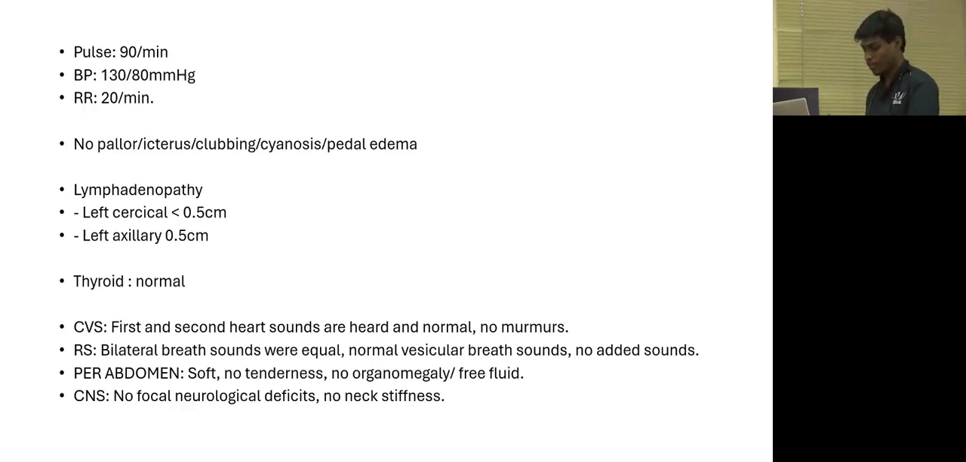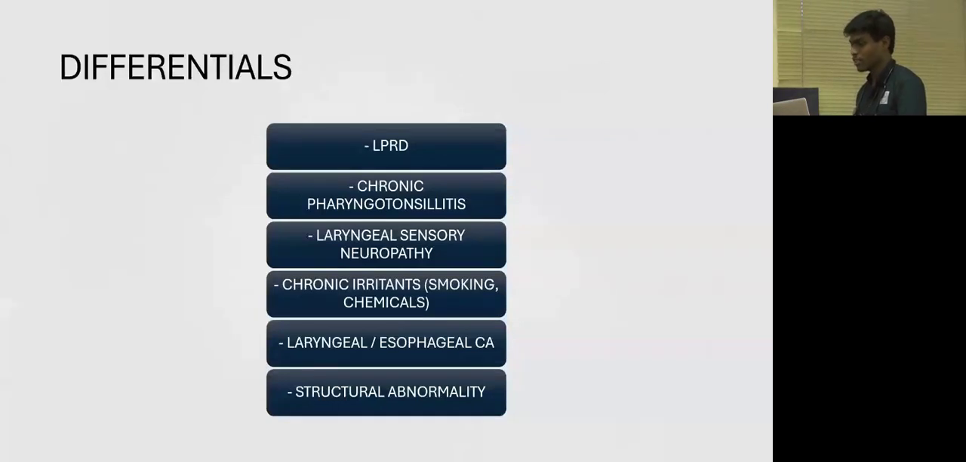This patient with persistent throat pain for almost 2.5 years was evaluated at multiple places outside with multiple NPL scopies and endoscopies. However, no diagnosis was made, and his pain was persisting, even disturbing his sleep. So the differential etiology considered for this persistent throat pain was laryngopharyngeal reflux disease, chronic pharyngotonsillitis, laryngeal neuropathy, chronic irritant secondary to smoke or chemicals, laryngeal or esophageal carcinoma, given the history of smoking, and any structural abnormality.